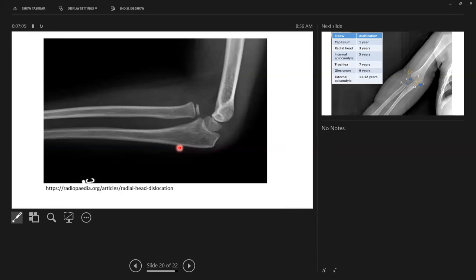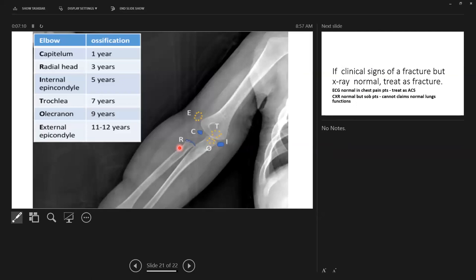Obviously, it's an abnormality. Don't forget our famous question, pediatric ossification centers. In different age groups, from 1 year old to 12 years old, there are different ossification centers, and that's not a fracture. So we need to look through it. There's an easy way to remember: capitellum, 1 year old; radial head, 2 years old; internal epicondyle, 5 years old; trochlea, 7 years old; olecranon, 9 years old; external epicondyle, 11 to 12 years old. So I think this is what we want to be concerned about, especially in the elbow X-ray.